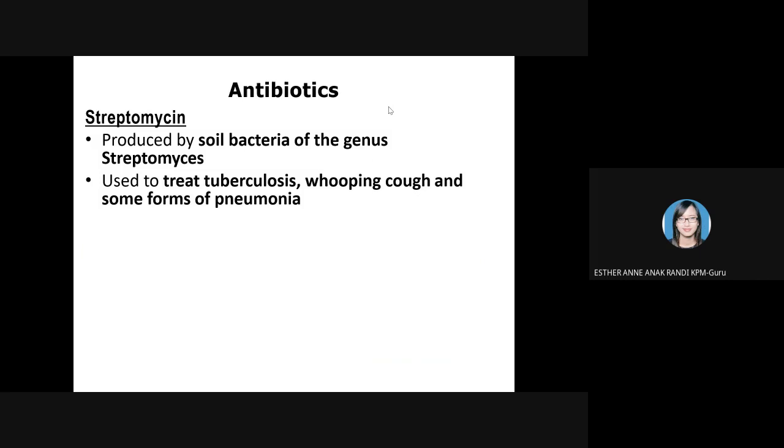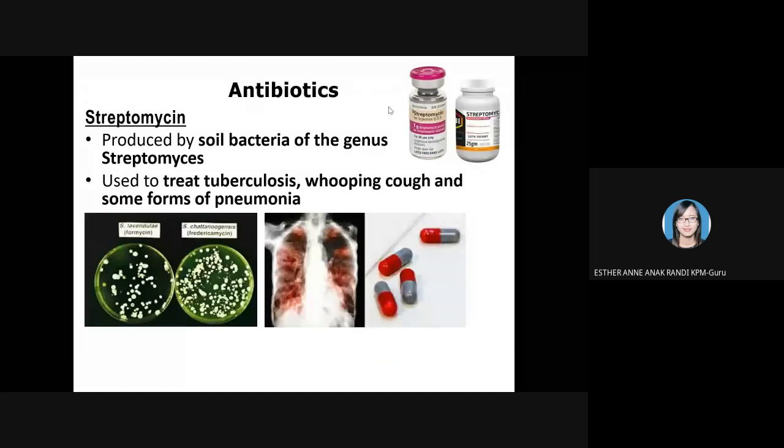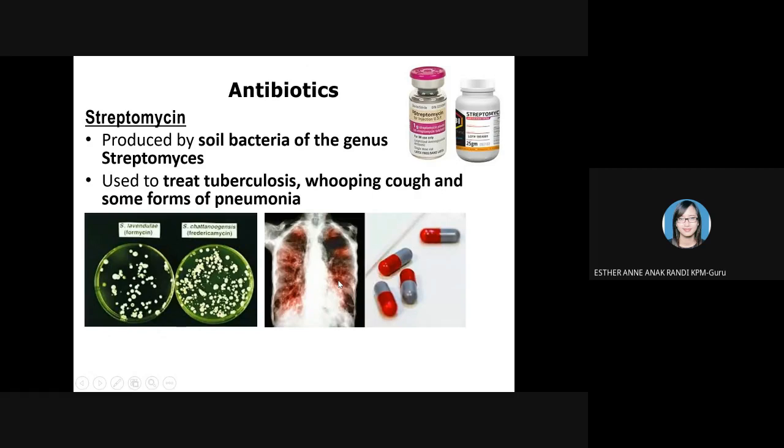Okay, one more antibiotic is streptomycin. Okay, also for cough, okay, untuk sakit batuk lah, okay, yang melibatkan paru-paru, your lungs. Okay, so painkiller dah. Painkiller tadi kita ada 3, right? We have aspirin, paracetamol, codeine. Okay, and then we have antibiotic, we have penicillin and streptomycin.